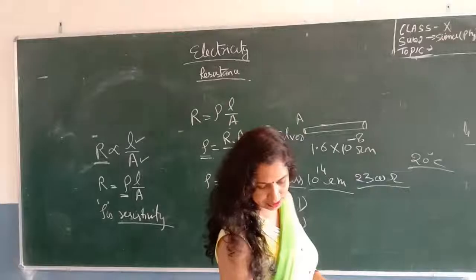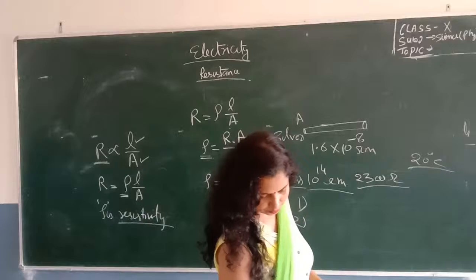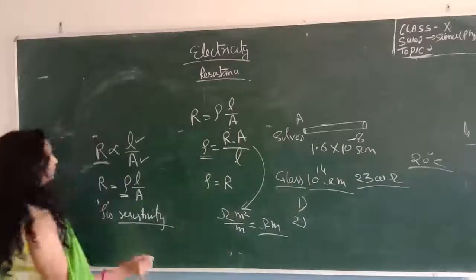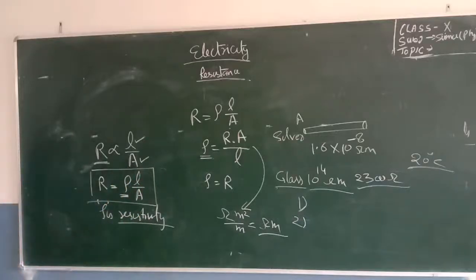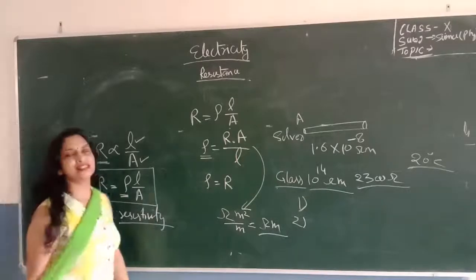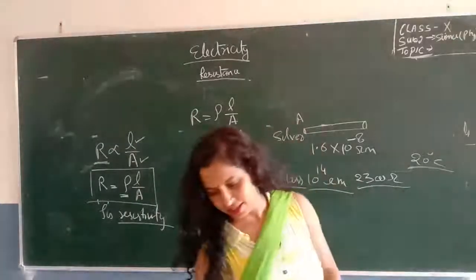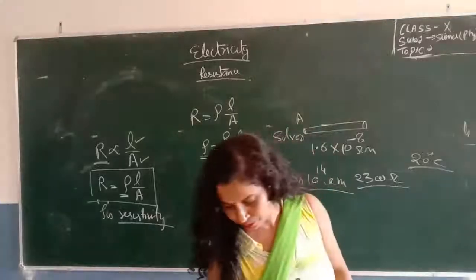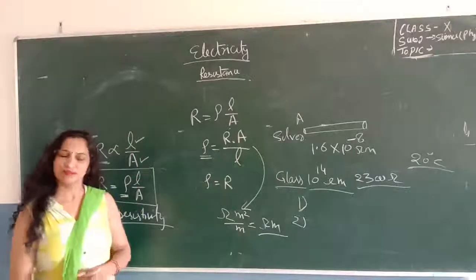Okay, I will discuss the numerical of resistivity, which is based on the formula R equals rho L upon A. Let's discuss the numerical based on resistivity in the next video. We will discuss it in our class, since you will come to school from Monday. So we will discuss the numerical based on resistivity in the next class.